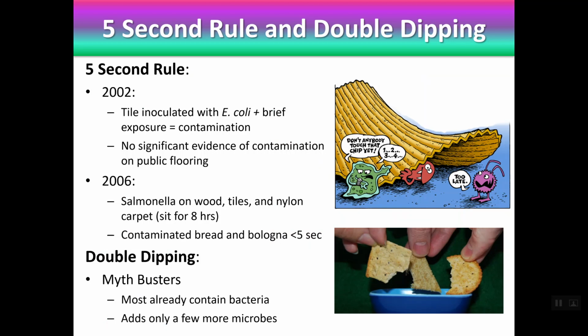So in 2002, there was a study where they took some tile and inoculated it with E. coli, and then they did brief exposure of various food products, and they found that yes, the food products became contaminated with E. coli. However, they then looked at public flooring, and they found that there was no real significant evidence of pathogen contamination on public flooring. A lot of bacteria, but most of it was soil-based bacteria.